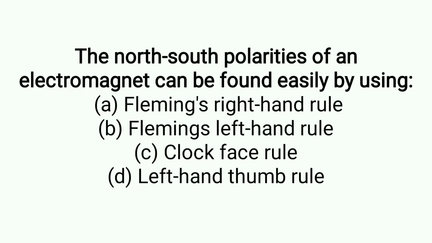The north-south polarities of an electromagnet can be found easily by using. So the polarities of north and south can be found easily by using the clock face rule.